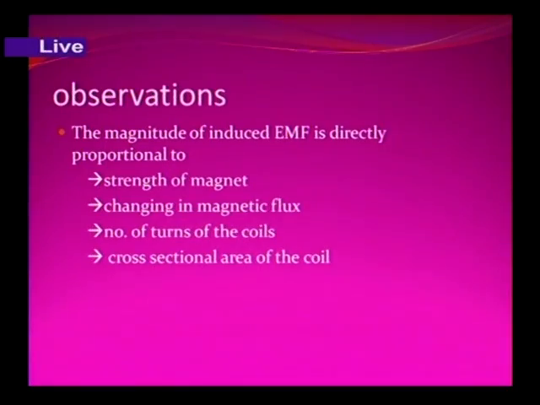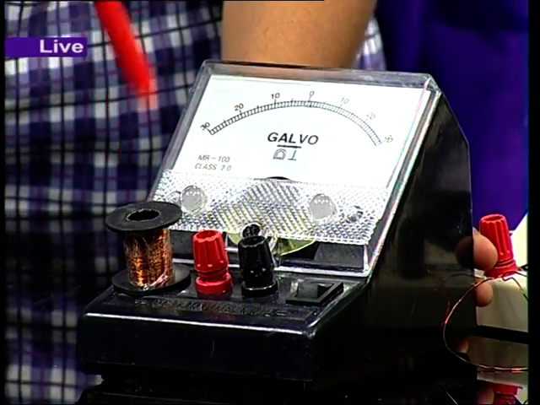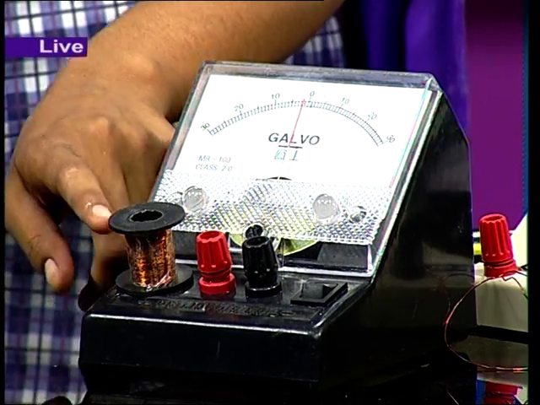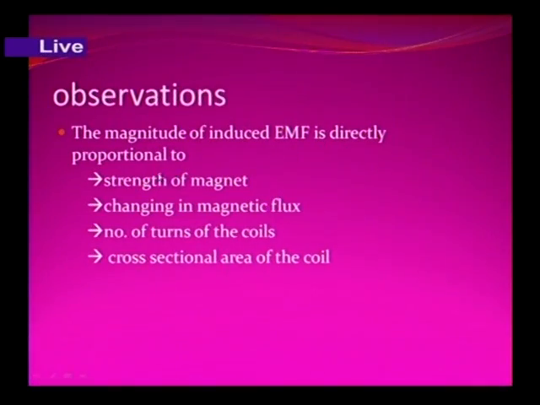and also directly proportional to the cross sectional area of a coil. For example, if this is a coil and the radius increases, the cross sectional area increases automatically, and the induced current within the coil also increases. So Michael Faraday told that the magnitude of induced EMF is directly proportional to the strength of magnet, change in magnetic flux, number of turns of the coil, and cross sectional area of the coil.